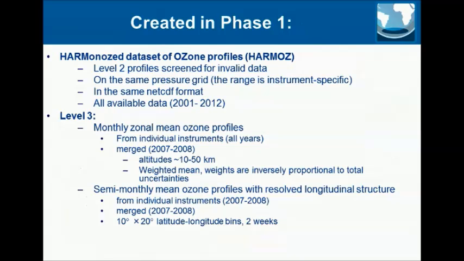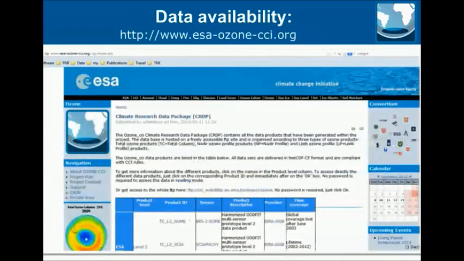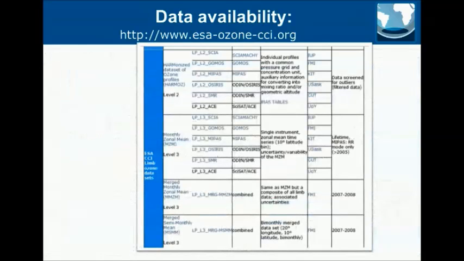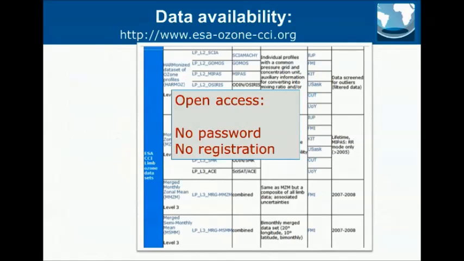The daily or the monthly level 3 products are covering a subset of these years, 2007 and 2008. Data availability: these data, as well as the other ESA CCI datasets, are accessible through the ESA CCI web portal. Maybe for the ozone CCI, the address is over there, and for the other datasets, you can go to the ESA CCI website. This is an example of the datasets currently available there, and it's open access, so no registration, no password. You're able to just go there and pick up the data.